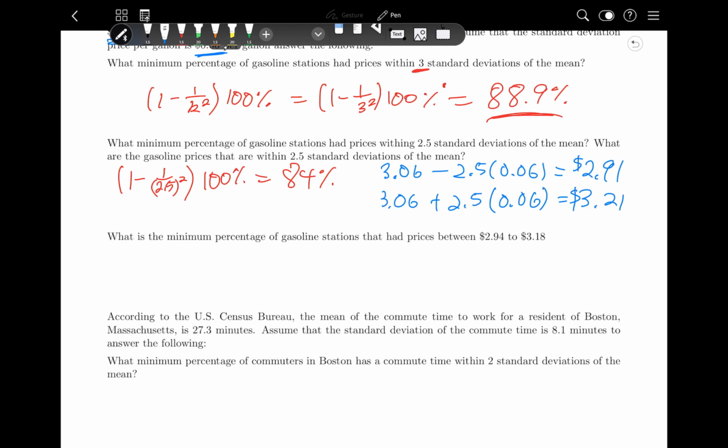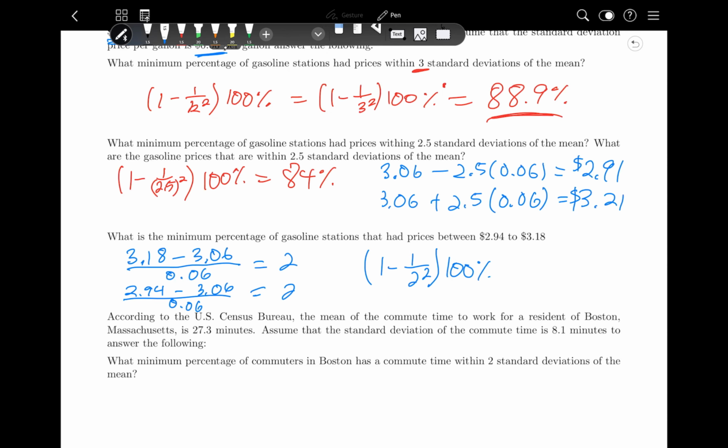And then what is the minimum percentage of gasoline stations that have prices between $2.94 and $3.18? Well, to figure that out, we need to know how many standard deviations that is from the mean. So to figure that out, we just take the data value, 3.18, minus the mean, and divide by the standard deviation. And in both cases, we get 2. And so now we can use Chebyshev's inequality to figure out the minimum percentage. So that would be 1 minus 1 over 2 squared times 100%, which is 75%. Okay, so that's the idea of how to use Chebyshev's inequality.